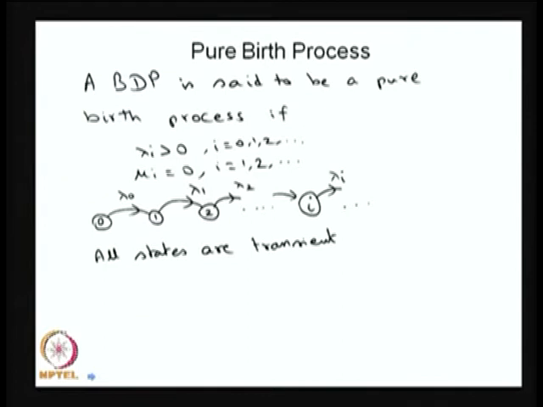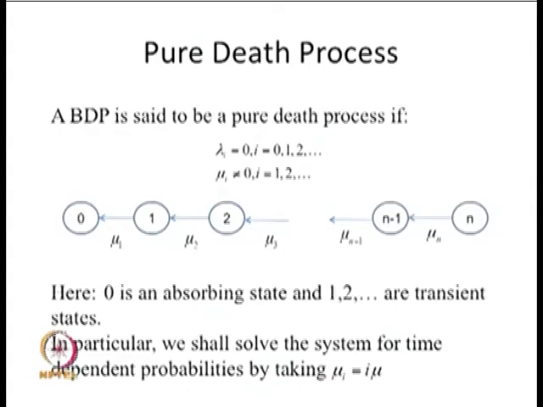Here all the states are transient states. Here I am discussing the pure death process. A birth death process is said to be a pure death process if the birth rates are 0 and the death rates are non-zero. In particular, we shall obtain the time dependent probabilities of a pure death process in which the death rates mu i's are equal to i times mu.